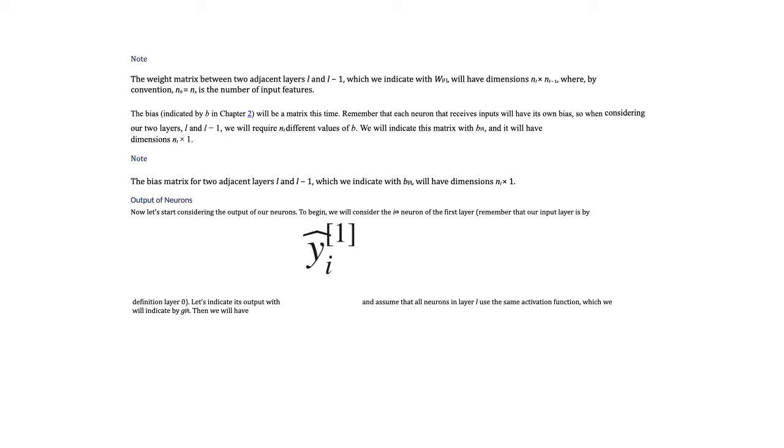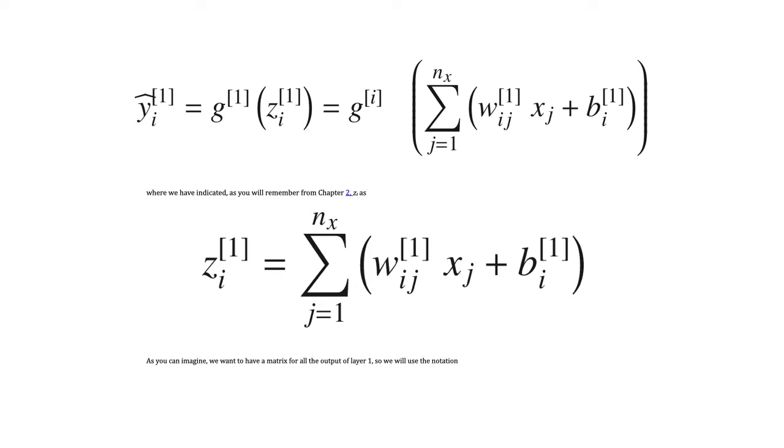Output of neurons. Now let's start considering the output of our neurons. To begin, we will consider the ith neuron of the first layer. Remember that our input layer is by definition layer 0. Let's indicate its output with a. We assume that all neurons in layer L use the same activation function, which we will indicate by g[L]. Then we will have the following equation, where we have indicated, as you will remember from Chapter 2, z.